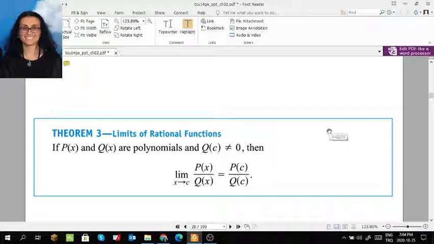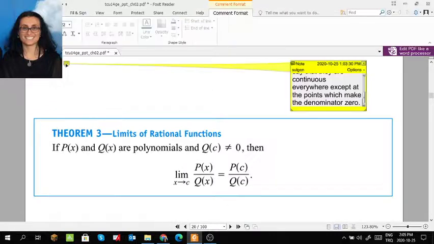Limits of rational functions. Rational functions, if you remember, are polynomial over polynomial. We talked about this before. And how about the limit as x approaches c? You just plug in the value c for x. However, be careful, we don't want q of c to be 0. If q of c is 0, then it's a different story.